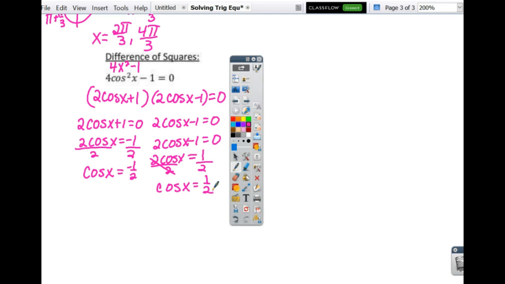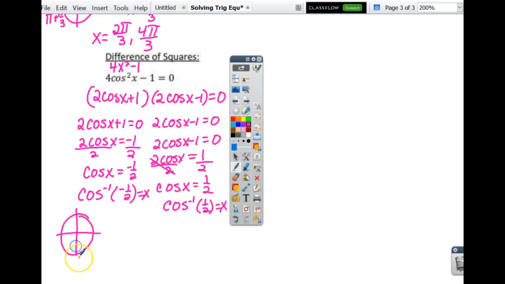So where is the cosine negative 1/2? So let's start with the positive one because we know that's in the first quadrant. So cosine of 1/2 comes at, oh yeah, pi over 3. So my other one comes here, which is 2 pi minus pi over 3. So this is going to be 6 pi over 3 minus pi over 3 gives me 5 pi over 3.